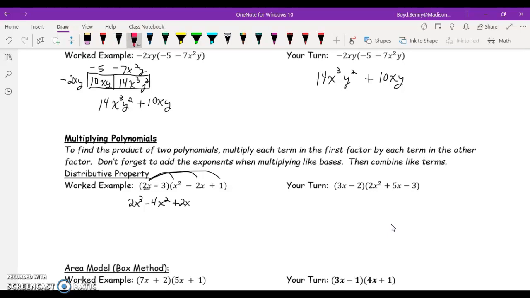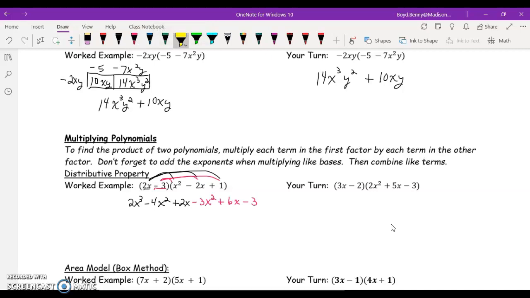All right, now we're going to multiply this negative 3 times every term in the second polynomial. Okay, so negative 3 times x squared is going to give us negative 3x squared. Negative 3 times negative 2x is going to give us a plus, negative times a negative is a positive, 6x. And then the last one will be a negative 3 times a positive 1, which will just give us a negative 3.